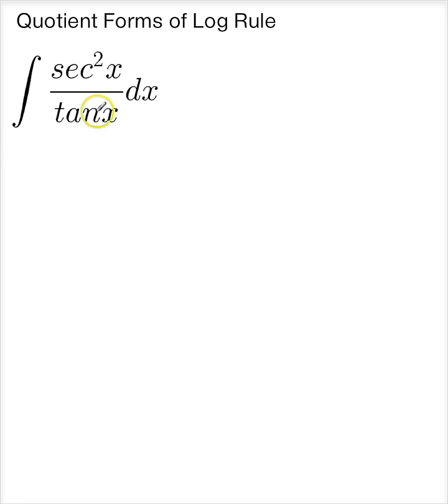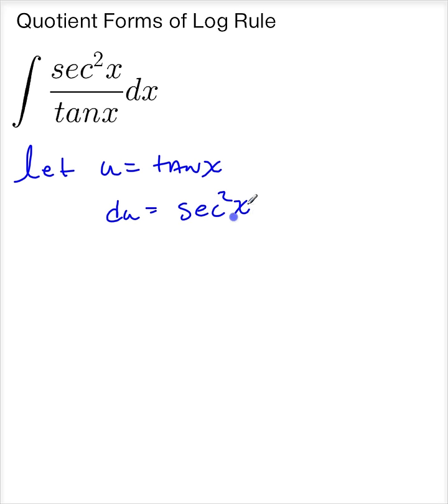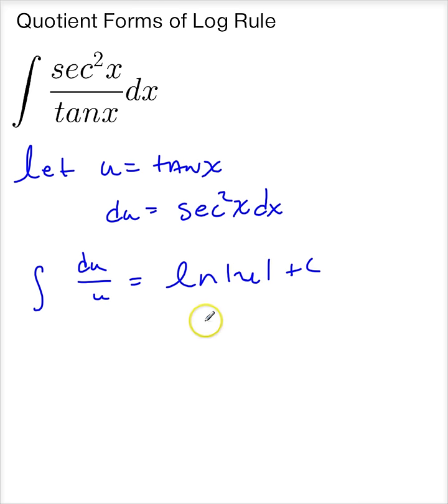Now, what about this function? The integral of secant squared x dx over tan x. If I let u equal tangent of x, then du is secant squared x dx. So the integral becomes the integral of du over u, which is the natural log of the absolute value of u plus c. So this is the natural log of the absolute value of tangent x plus c.